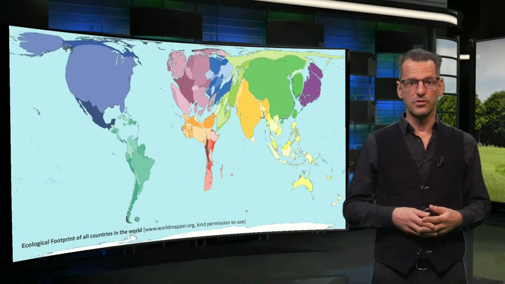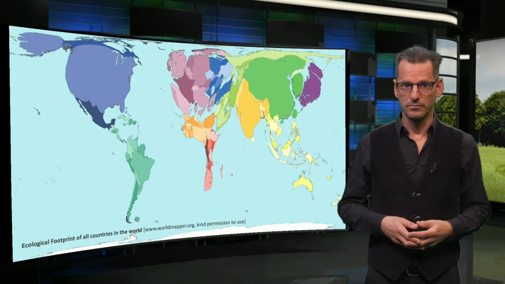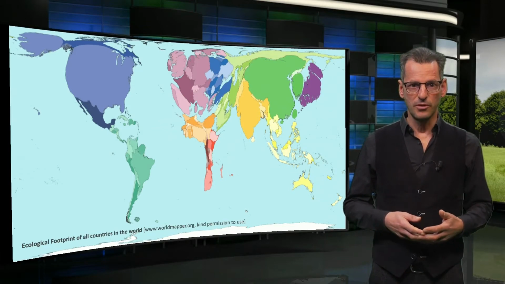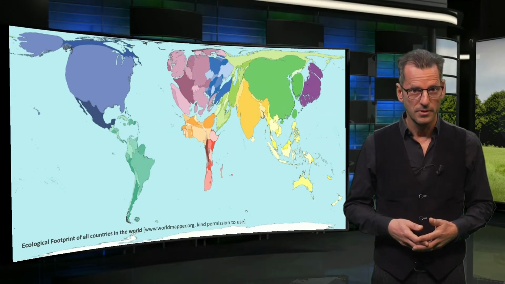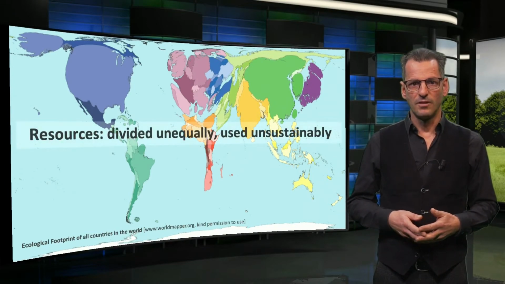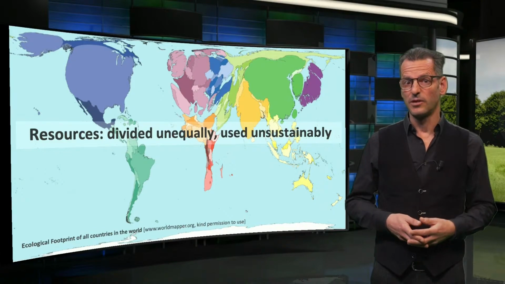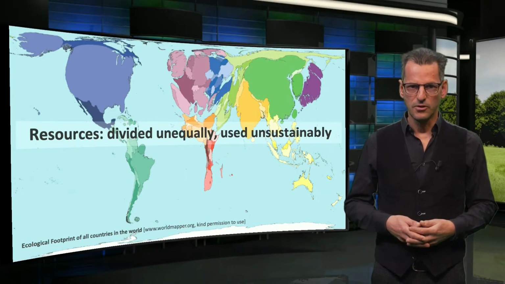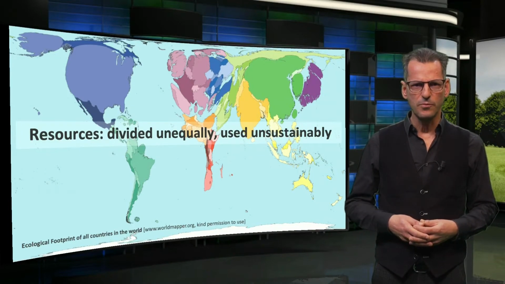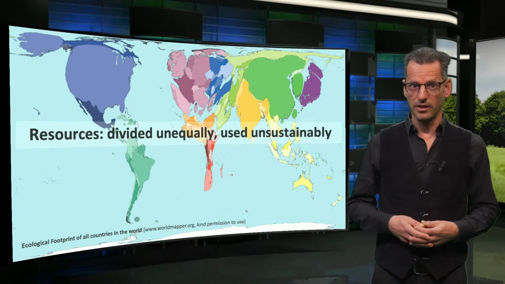And there is an important social reason for energy neutrality. This is a map showing the size of the countries in the world if they had to produce all resources themselves. The Earth's resources are not divided equally and they are not managed sustainably at present. It is the duty of the westernized world to come up with solutions that can also help developing and emerging economies.